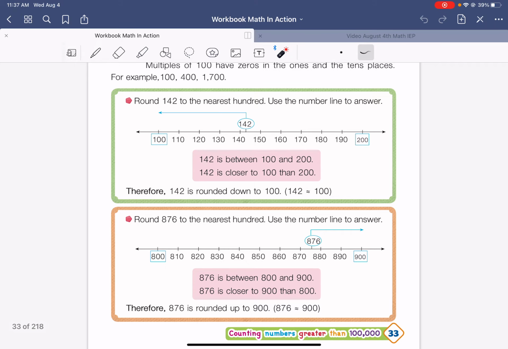Round 876 to the nearest 100. Use the number line to answer. 876 is between 800 and 900. 876 is closer to 900 than 800. So we're going to go up here.